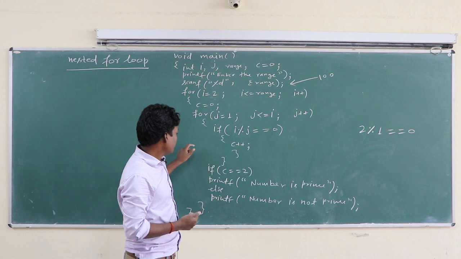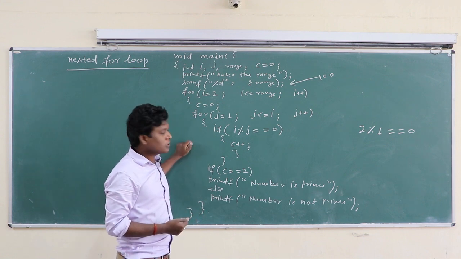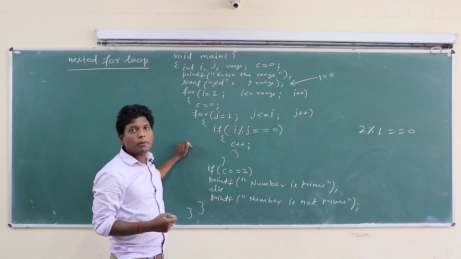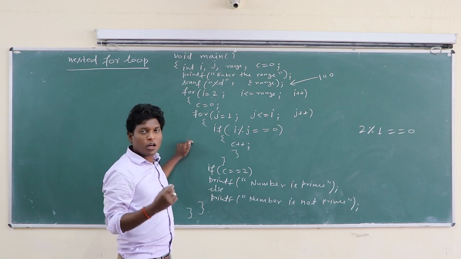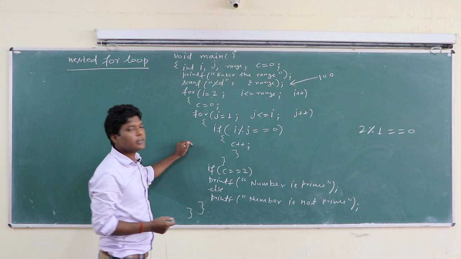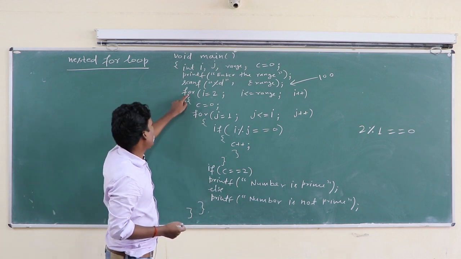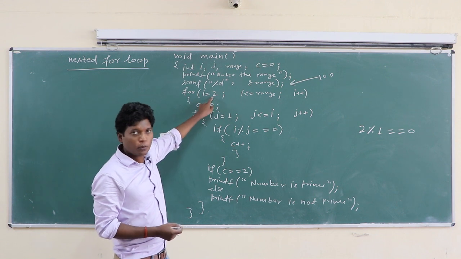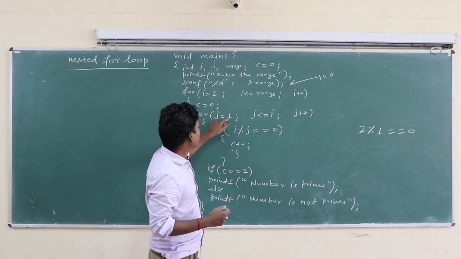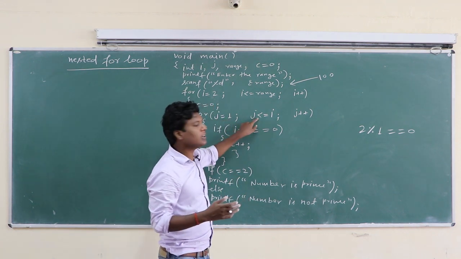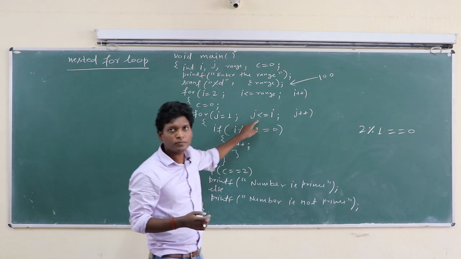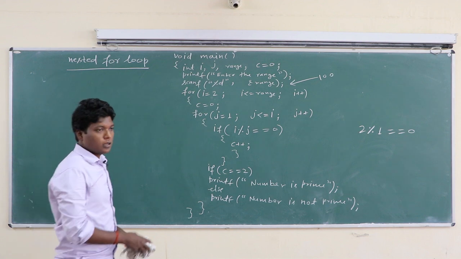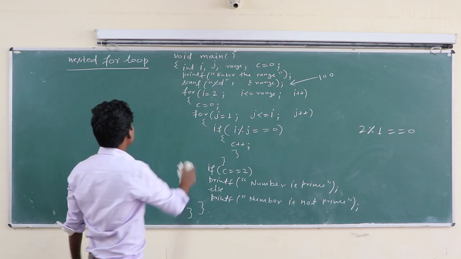So this is the program: write a program in C to check all prime numbers within a given range. This is also an implementation of a nested for loop. Here there is an outer for loop and an inner for loop. For each value of the outer for loop, the inner for loop runs through all its iterations while its condition is true. This is the example of prime numbers, to check all prime numbers in a given range.